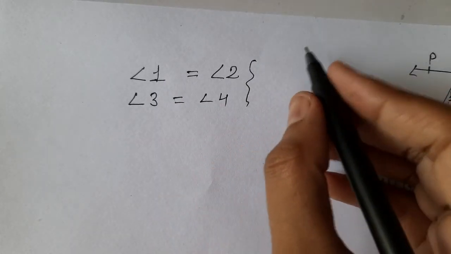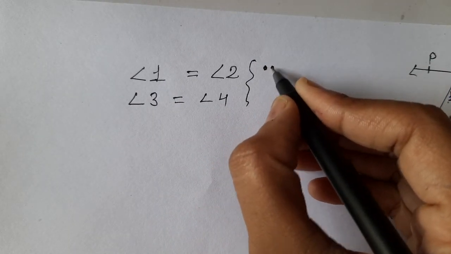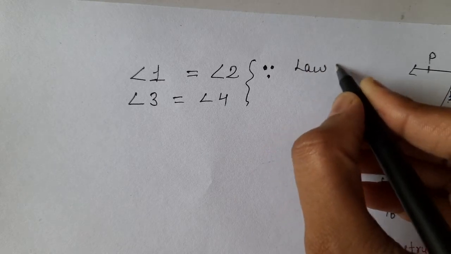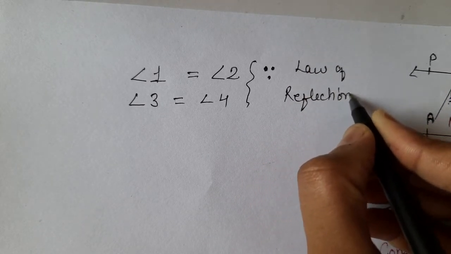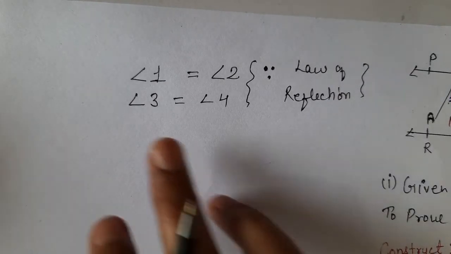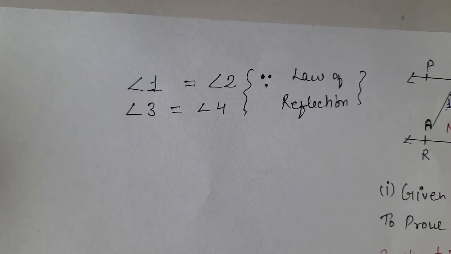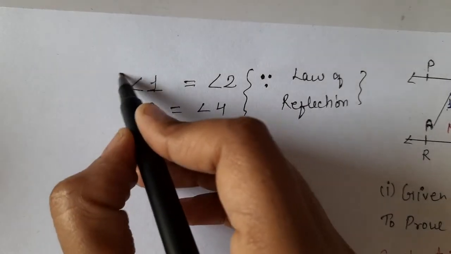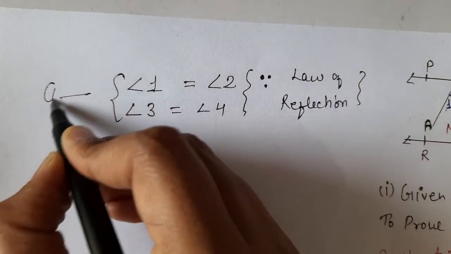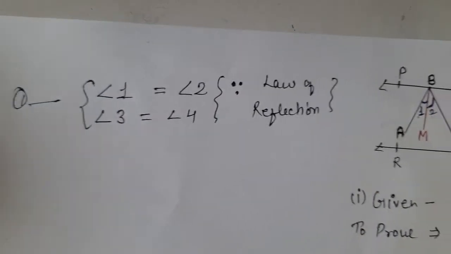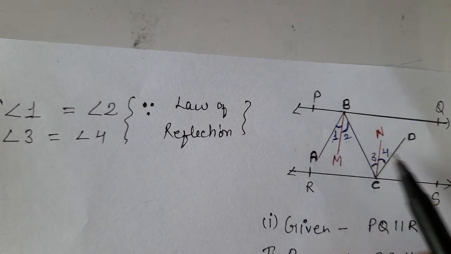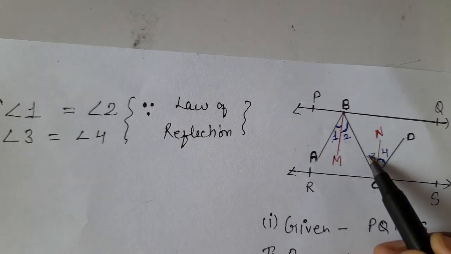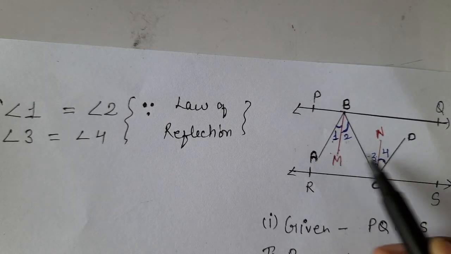Why? You can write here, because of the law of reflection. The angle of incidence is equal to the angle of reflection. You can take it as equation 1. And the other thing, you can see that BM is parallel to NC. These perpendiculars are parallel to each other.